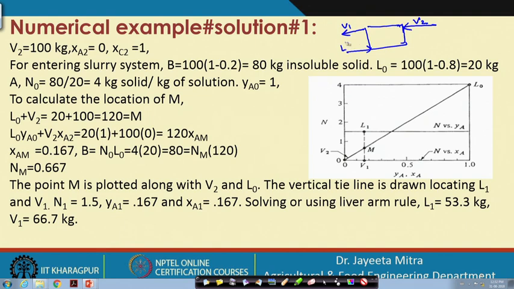Now, the entering slurry has 20% of the oil. So, solid will be 100 into 1 minus 0.2, so 80 kg insoluble solid will be there. So, what is L 0 then? The mass of the solute that is entering is 20 kg. Now, N 0 is 80 by 20, that is 4 kg of solid per kg of solution.